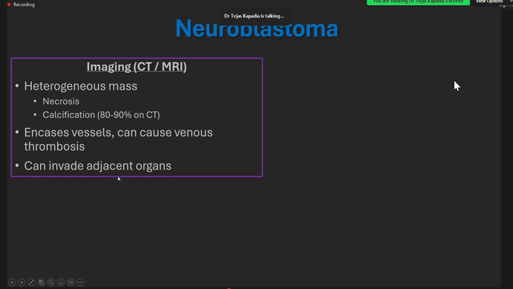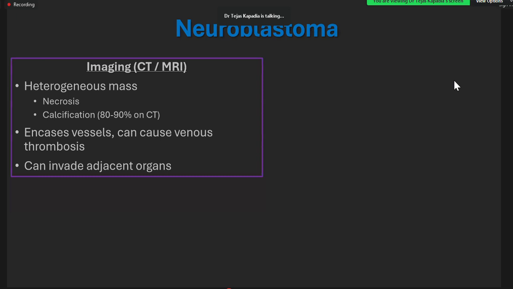Imaging wise, neuroblastoma is a very heterogeneous mass. It can have necrosis, and calcification is usually present most of the time. That is one of the features which goes more in favor of neuroblastoma. When we are looking at an abdominal mass and we are not sure where it is arising from or which compartment it is in, neuroblastoma, like I said, arises either from the adrenal or from the paraspinal sympathetic ganglion cells. It doesn't occur from a major organ which has a very thick capsule around it.